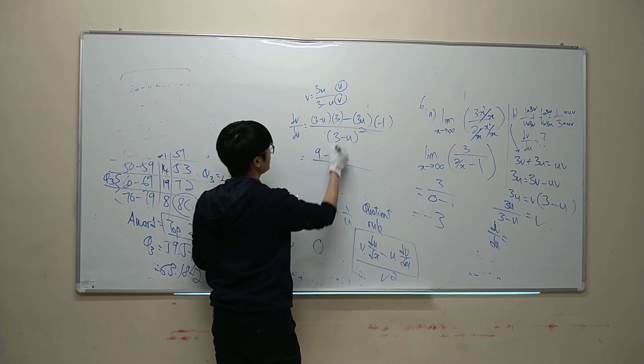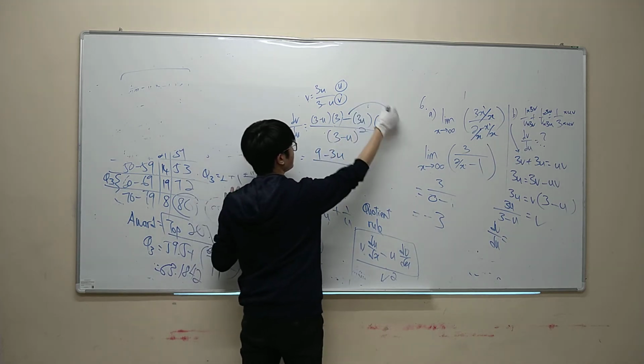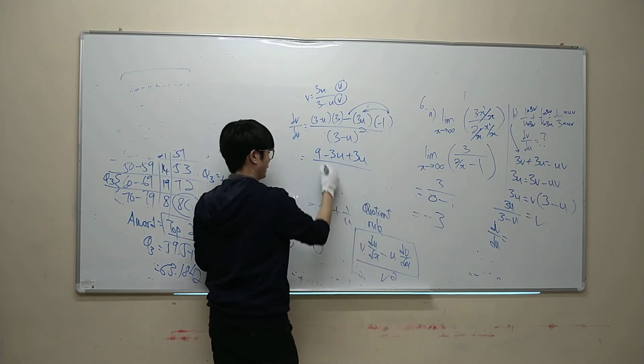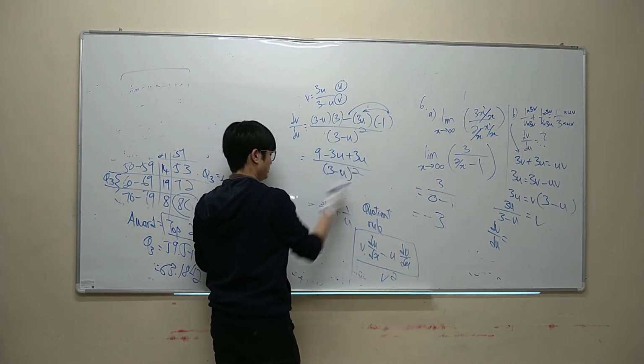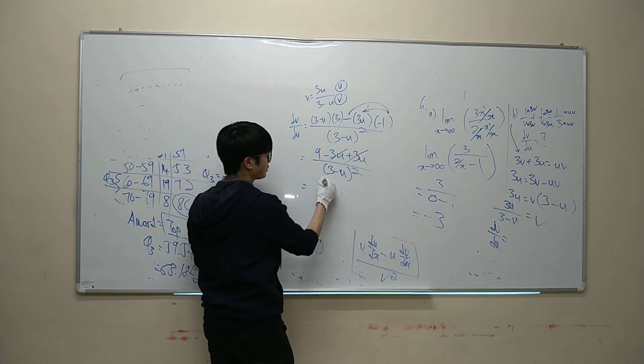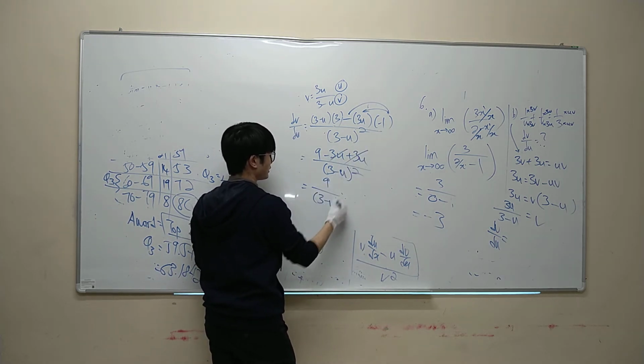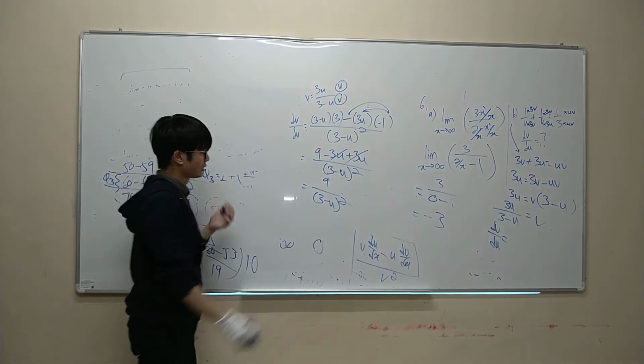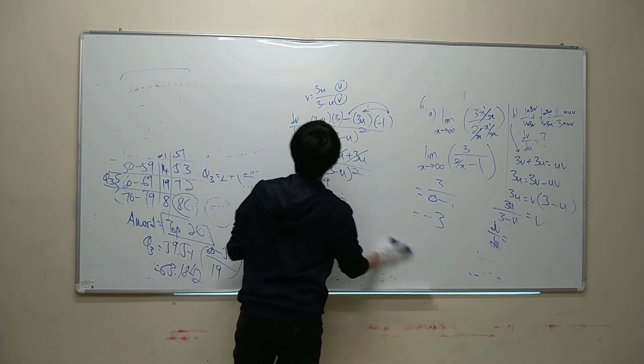Because 3 times 3 is 9, 3 times 2 is 3u. Negative times negative 1 first. It becomes positive 1 plus 3u. And then here is 3 minus u squared. Alright, let me erase this. 3u plus negative 3 plus 3 is 0, so the answer is 9 over 3 minus u squared. Alright, so that's the answer.